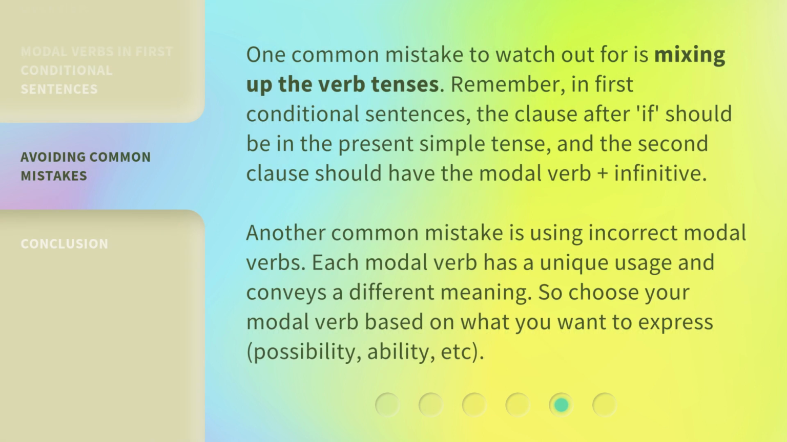One common mistake to watch out for is mixing up the verb tenses. Remember, in first conditional sentences, the clause after if should be in the present simple tense, and the second clause should have the modal verb plus infinitive. Another common mistake is using incorrect modal verbs. Each modal verb has a unique usage and conveys a different meaning. So choose your modal verb based on what you want to express: possibility, ability, etc.